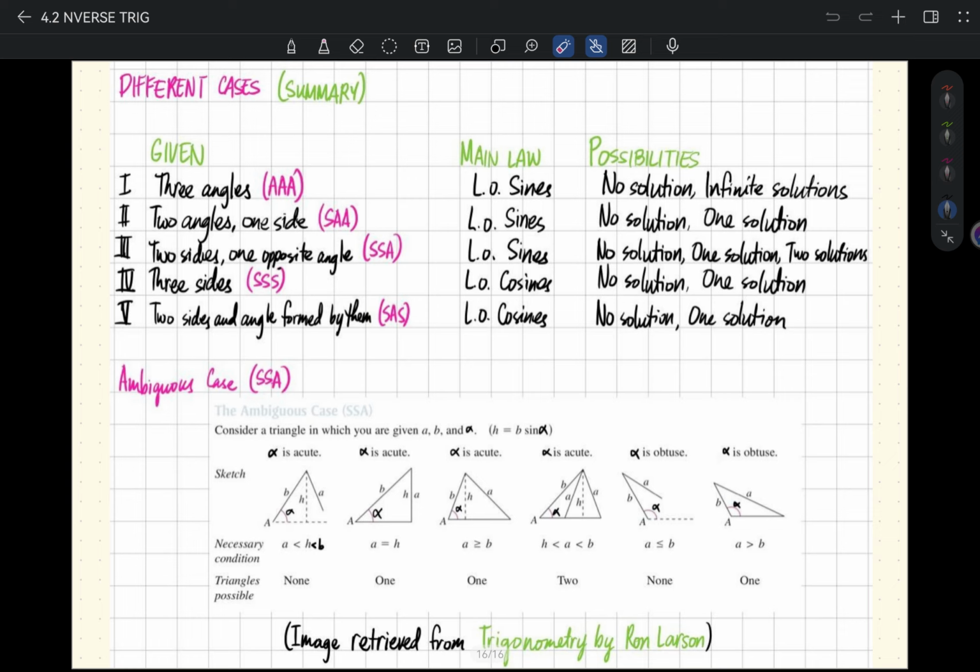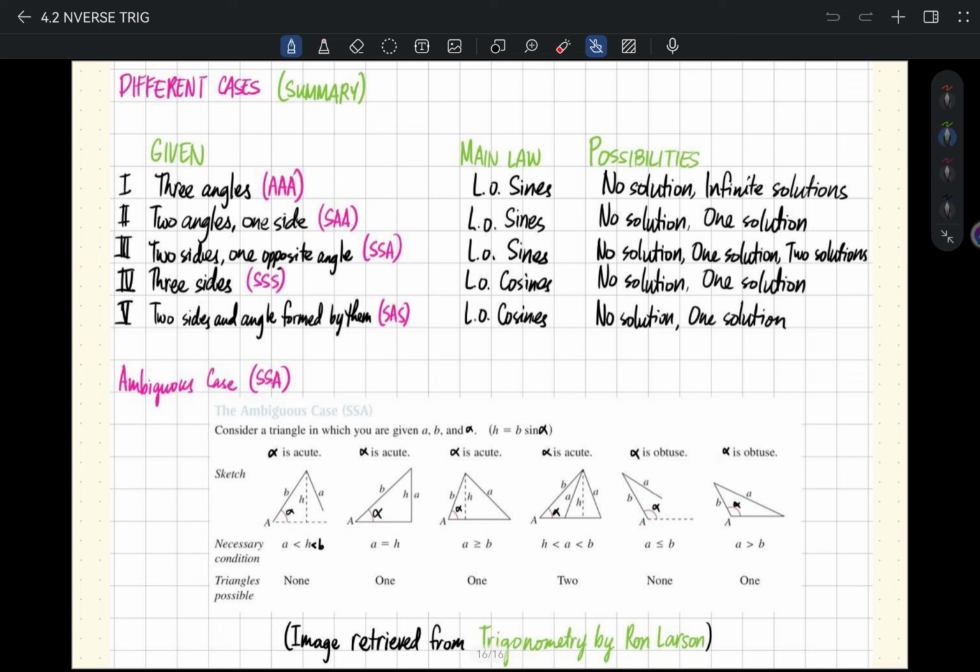But if you have the SAA case, 2 angles and 1 side, it's either you have no solution or you have 1 solution. And if you have SSA, this is the most problematic one. You can have either no solution, 1 solution, and 2 solutions. If you have 3 sides, then you need to use the law of cosines. That is your first move.